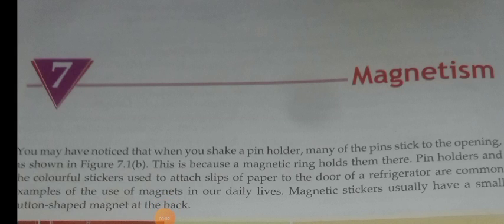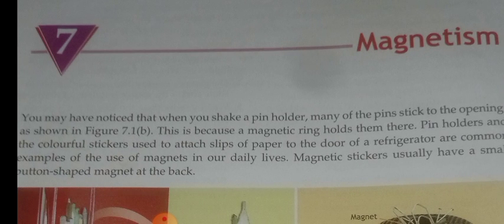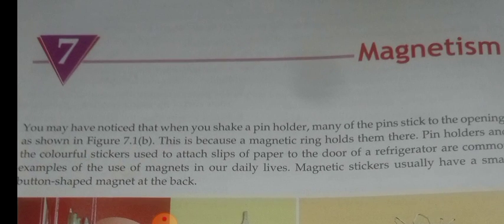This is standard 6 physics class, unit 7, magnetism. Today we will start this lesson and discuss magnetism.